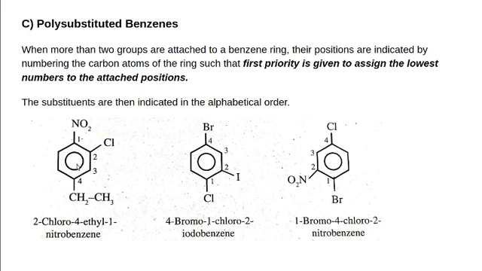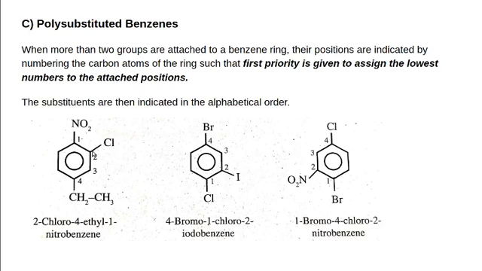Sorry, 1, 4 and 6. Yes, 1, 4 and 6 is equal to 11. But in this case, 1 plus 2 plus 4 is 7. 7 is the sum. So always remember that the substituents should get the lowest positions, and also should consider their alphabetical order.